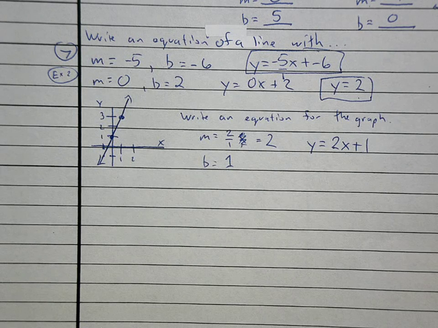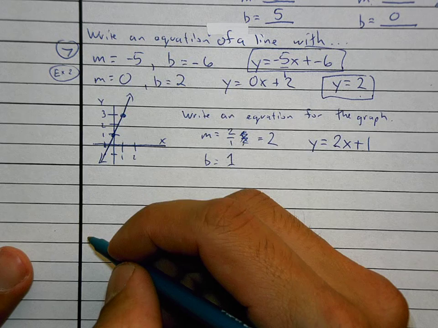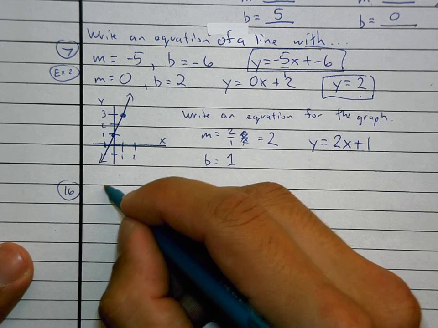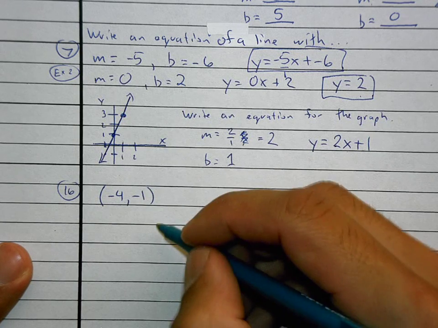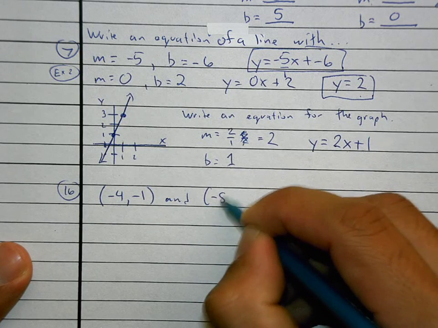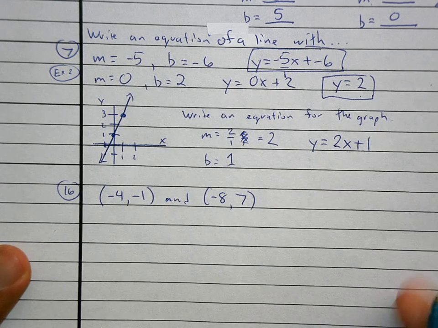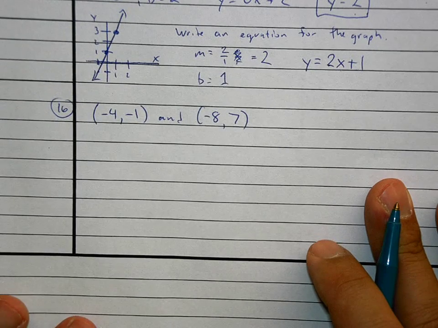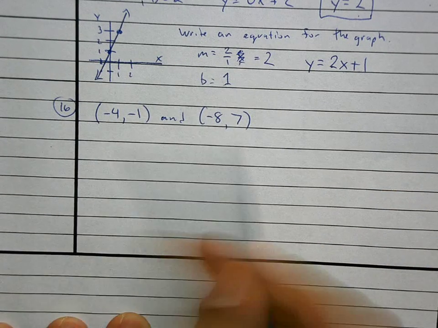Now, what about if I have 2 points, and I ask you to find the equation of the slope? Let's do this one. This is like number 16. (-4, -1) and (-8, 7). This is where it gets harder. You have ordered pairs.